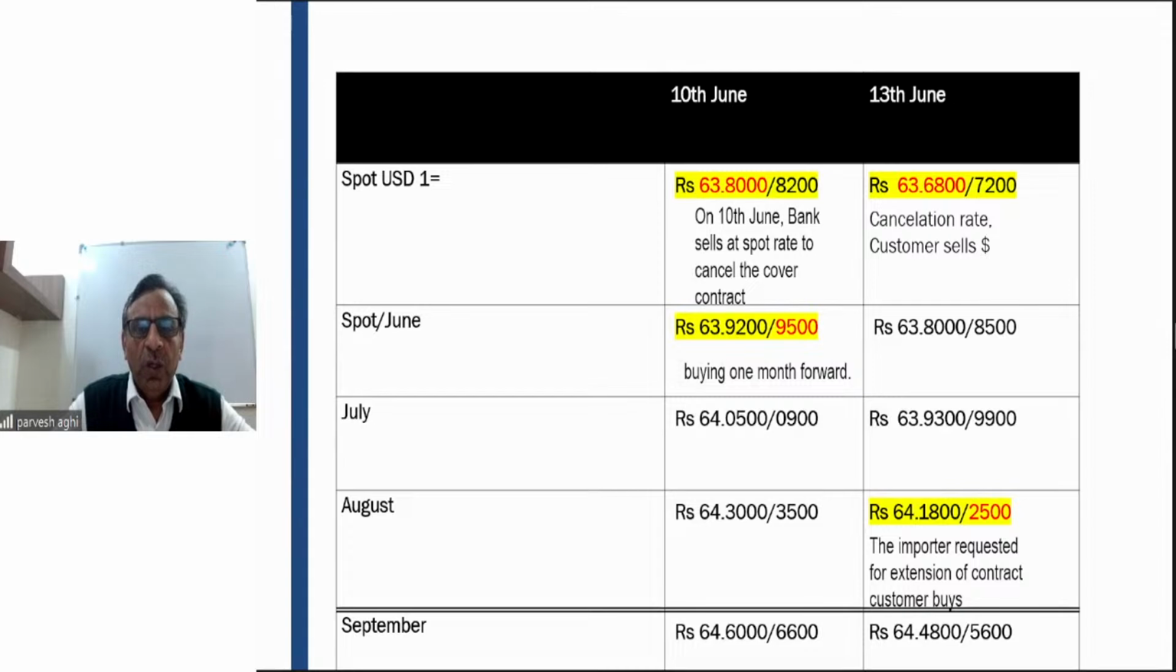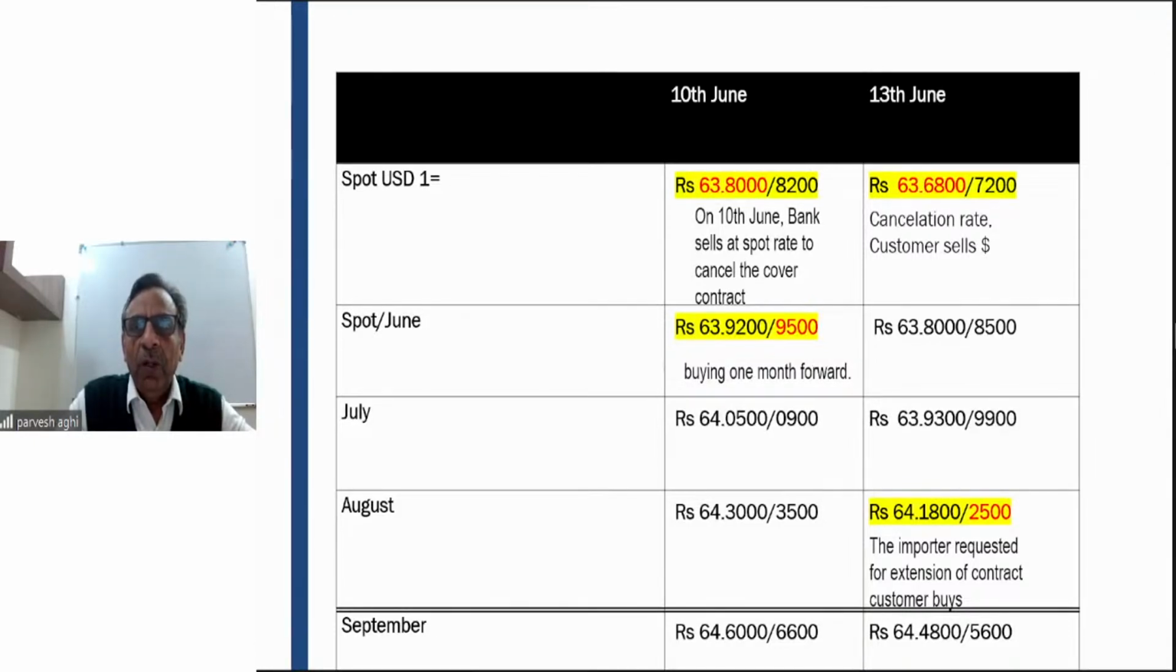Okay, so then look at the June rate, which is the second column. They are buying 1 month forward. So they are entering 2 contracts. One was to cover the cancel contract or cover contract. Another was to buy 1 month forward. They are entering into these 2 contracts in anticipation that you may come in and seek an extension for a month or so.